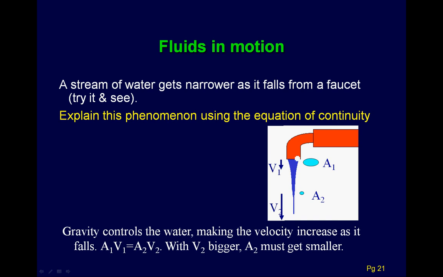Another example of this is water coming out of your faucet. As the water comes out of the faucet, the velocity of it increases. In this case, the density is almost always the same, so this equation works out to be A times the velocity equals A times the velocity. As the water flows down, it goes faster, so the velocity increases and the area decreases, and so the water gets skinnier as it flows down from your sink.